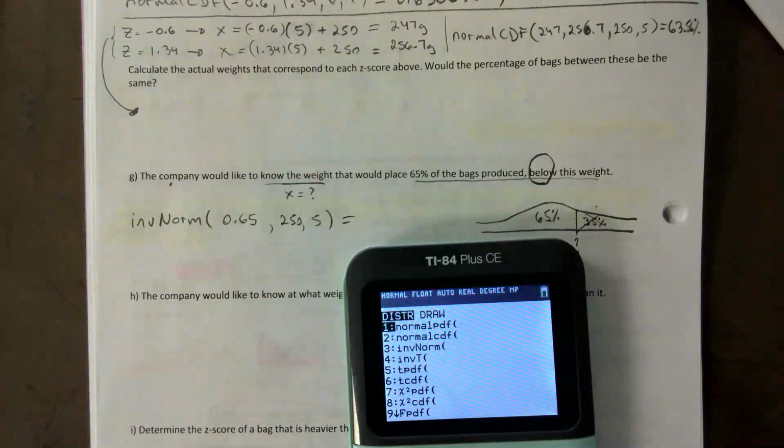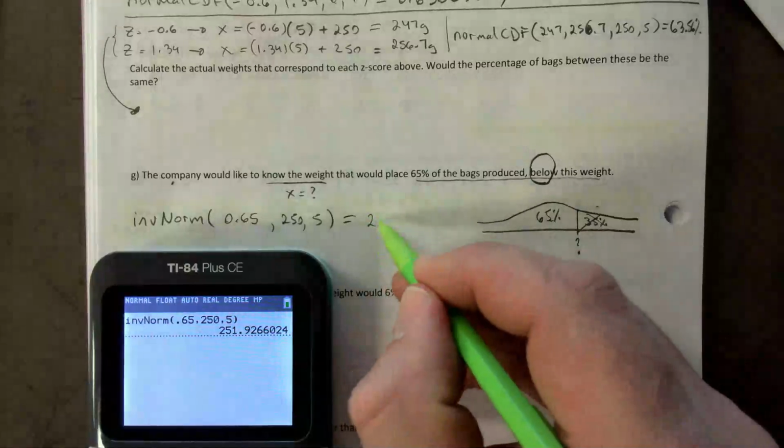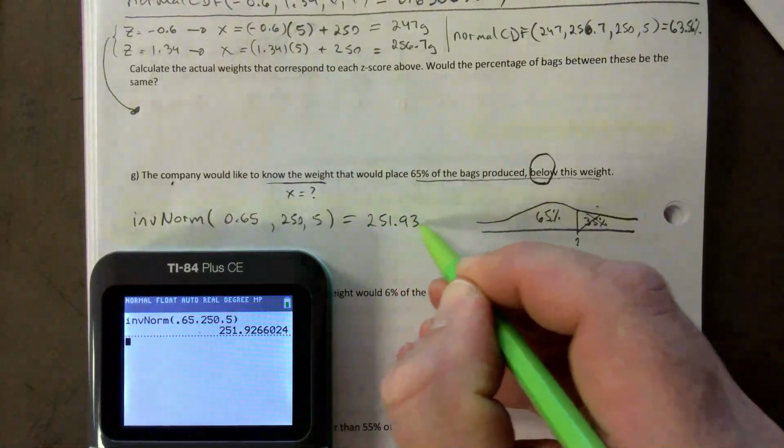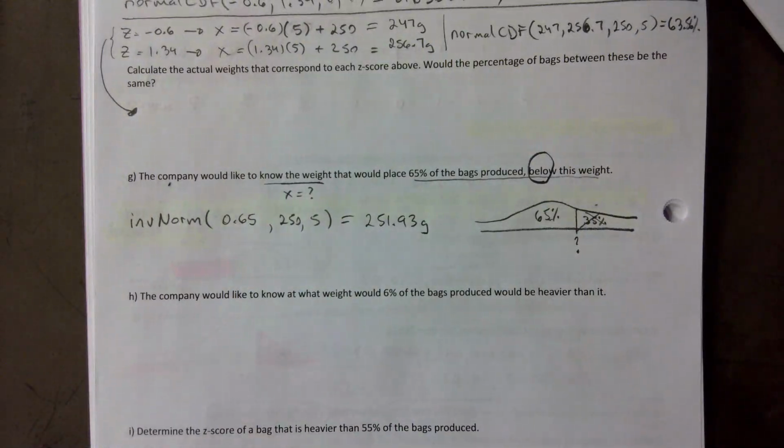You go second vars, inverse norm, 0.65, 255. It's 251.93 grams is a bag that weighs that much.